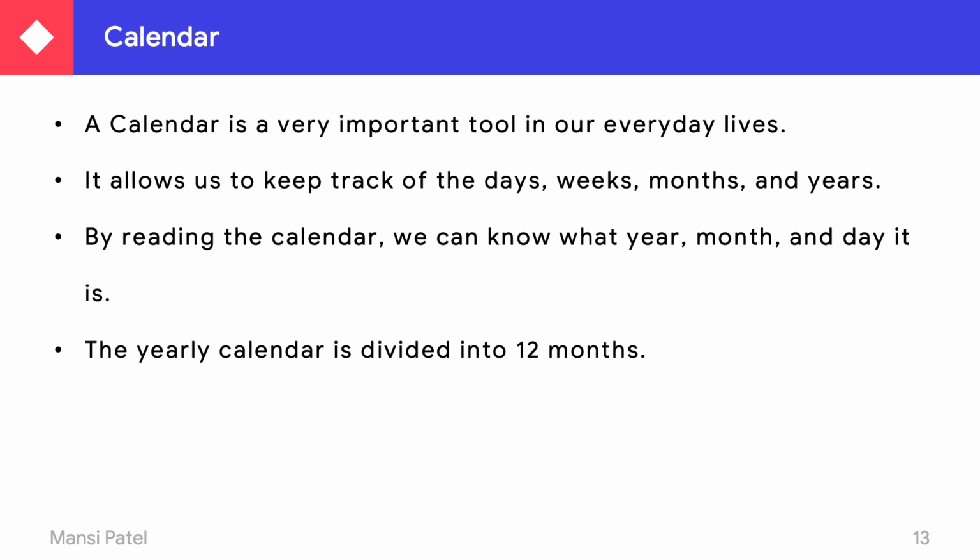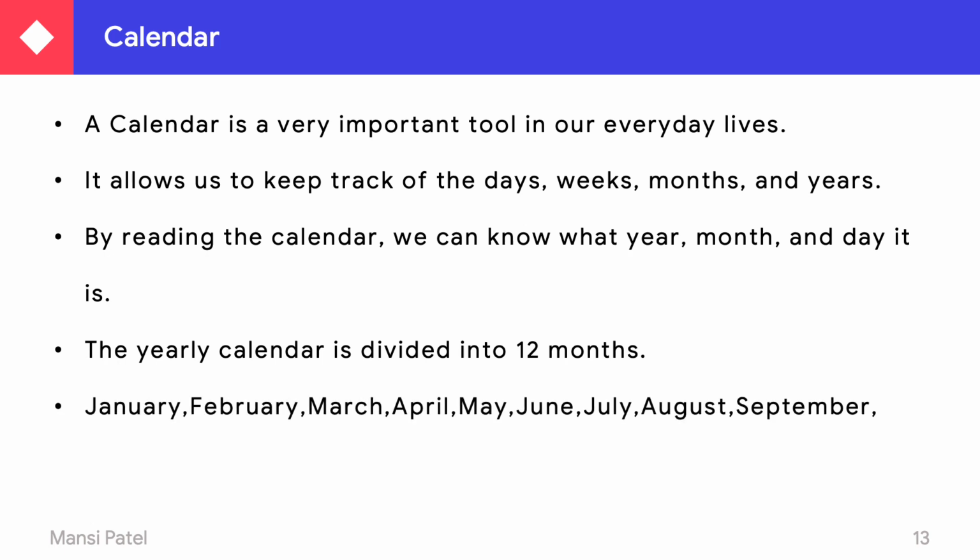The yearly calendar is divided into 12 months, as one day is divided into 24 hours. It starts from January and ends with December. So January, February, March, April, May, June, July, August, September, October, November and December. When our year starts from January and ends with December, we can say that 12 months are complete, and 12 months is equal to 1 year. Our whole 1 year is complete.